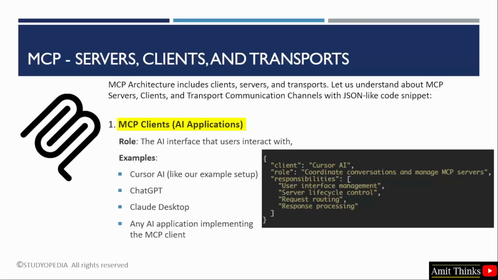The first is MCP clients. This is the AI interface that users interact with. Some examples include Cursor AI, ChatGPT. Okay, as in the JSON-like example, we have shown the client as Cursor AI and defined its roles and responsibilities.